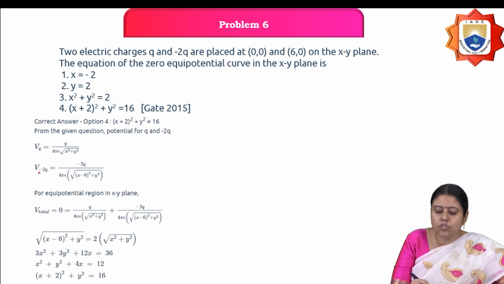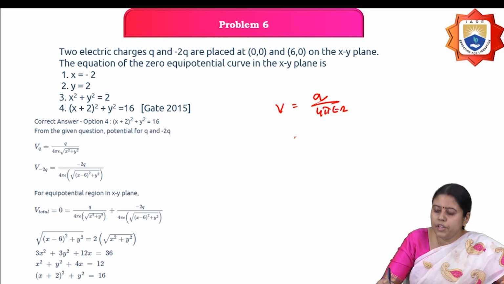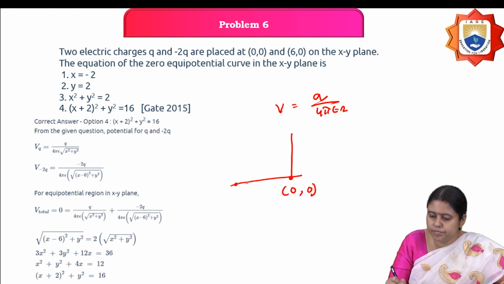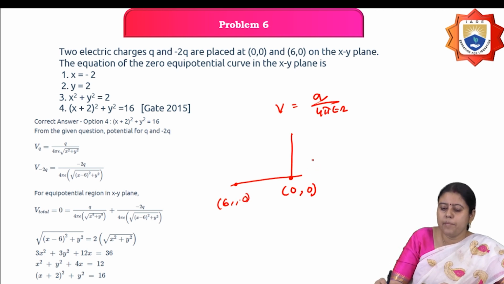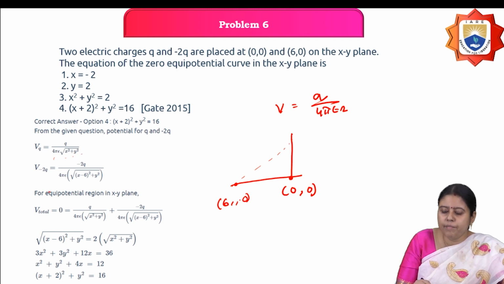So how to get this? We know the potential is Q by 4 pi epsilon r. If we draw this diagram, one charge is at 0, 0 and the other is at 6, 0 on the XY plane. We have to calculate the distance, which is x square plus y square. So this is the equation: V is Q by 4 pi epsilon times the distance. Next case, V for the minus 2Q.